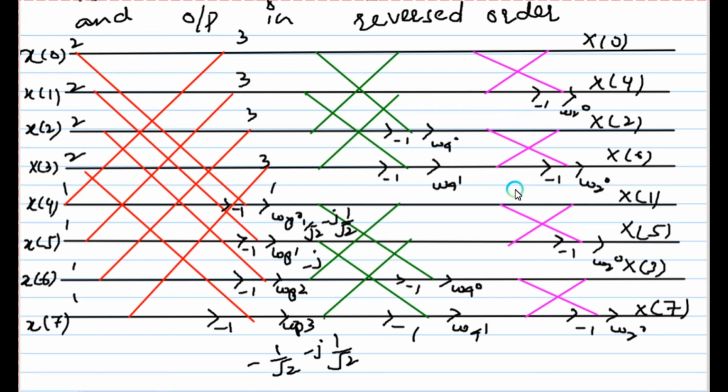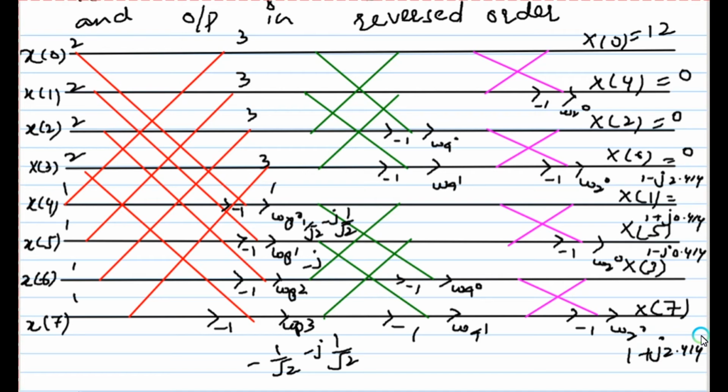The final answer which we will get is x of 0 as 12, x of 4 as 0, x of 2 as 0, x of 6 as 0, x of 1 as 1 minus j 2.414, x of 5 as 1 plus j 0.414, x of 3 as 1 minus j 0.414, and finally x of 7 as 1 plus j 2.414.